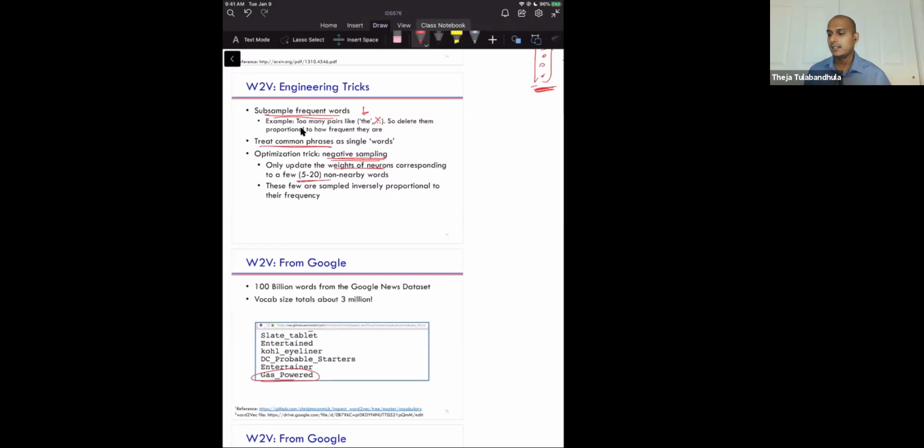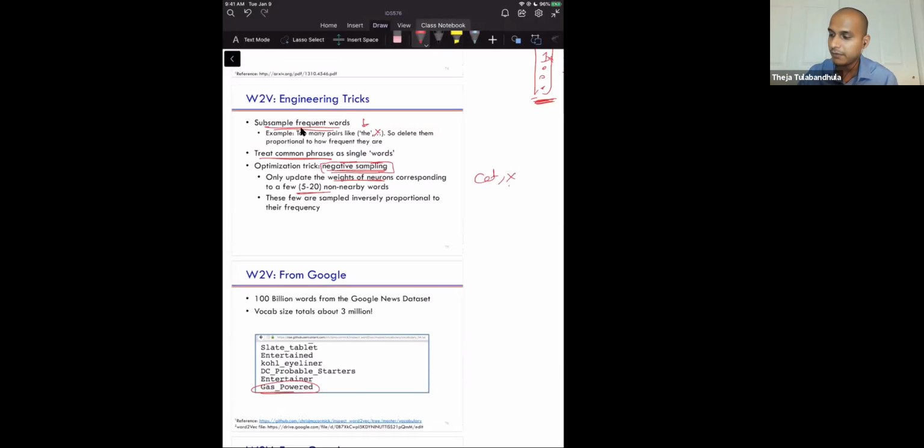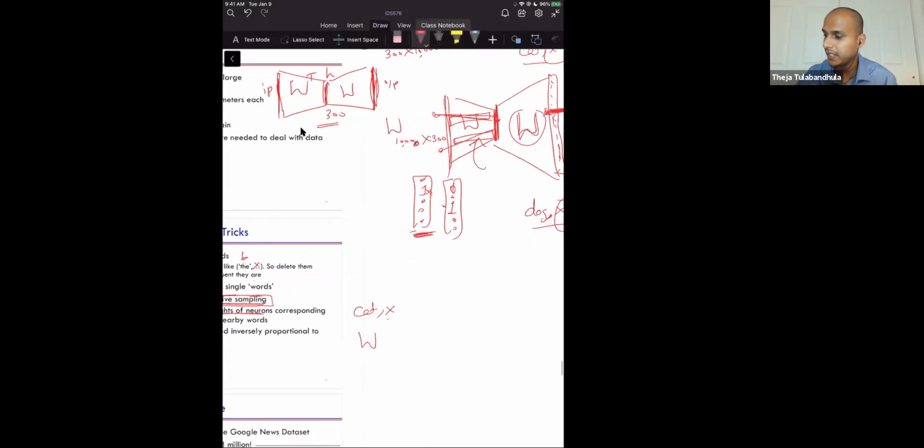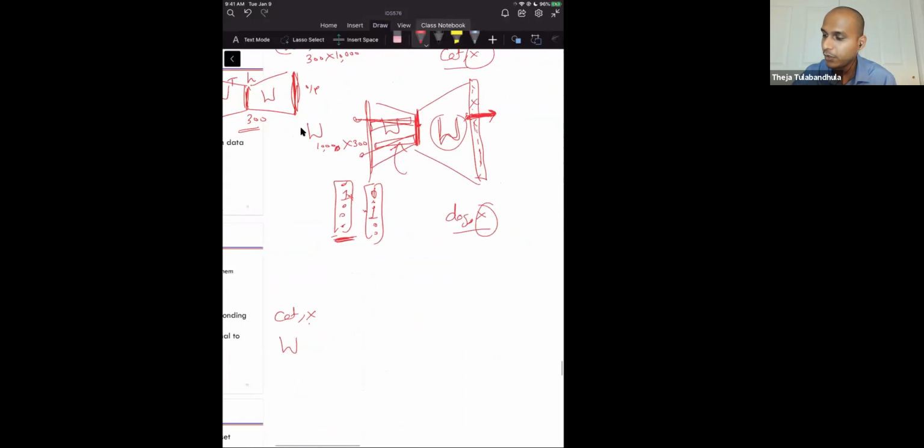So you can update only the weights of the neurons corresponding to a few non-nearby words. We'll skip negative sampling here, but it's just an engineering trick to say which weights get updated. Let's say you have a word pair, cat and X. When you do backprop, you would have to update the whole W matrix. Instead, you only backprop from a few entries. Let me go back to the picture.